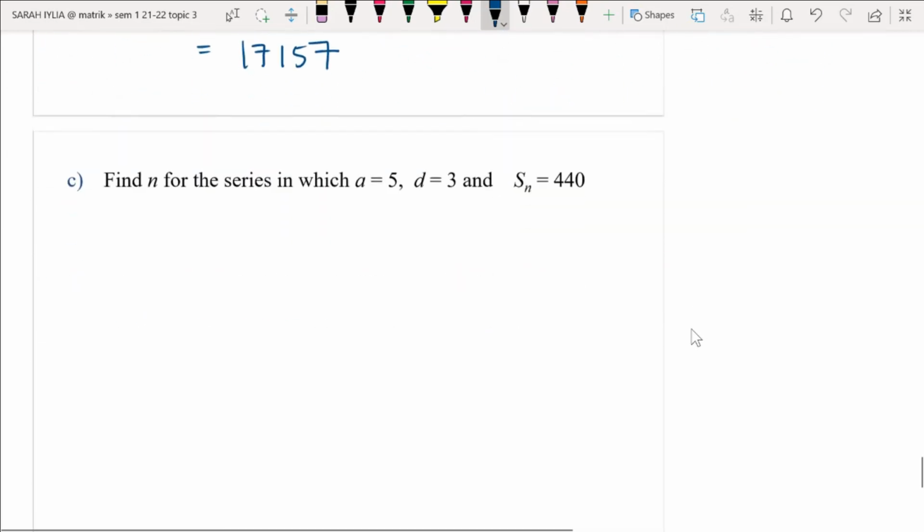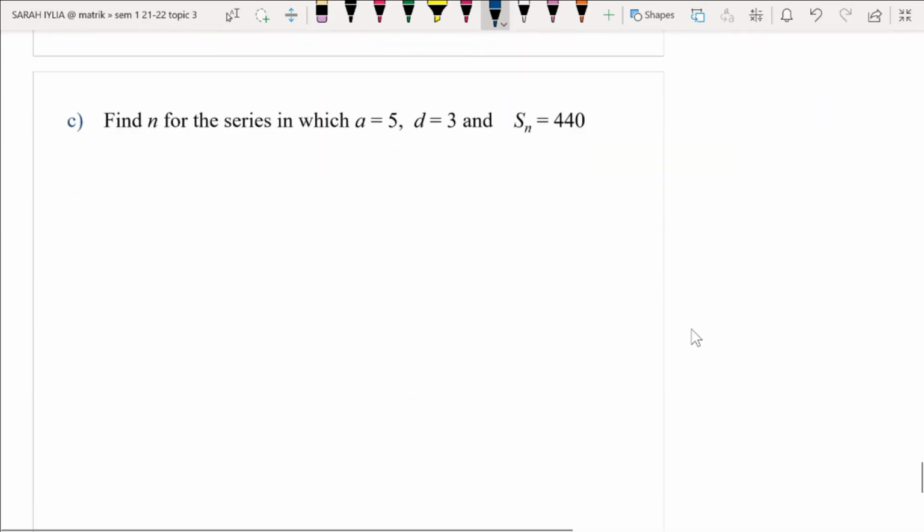Okey, kita pergi last question. Question C. Find the N for the series A equal to 5, D equal to 3, Sn equal to 440. So, maksudnya kat sini, dia suruh cari N tu apa? Berapa N dia? Using this info, Sn. So, kita tak tahu last term kat sini. Kita tahu ada first term, kita tahu ada D. So, saya kena guna formula yang panjang sikit tu lah.